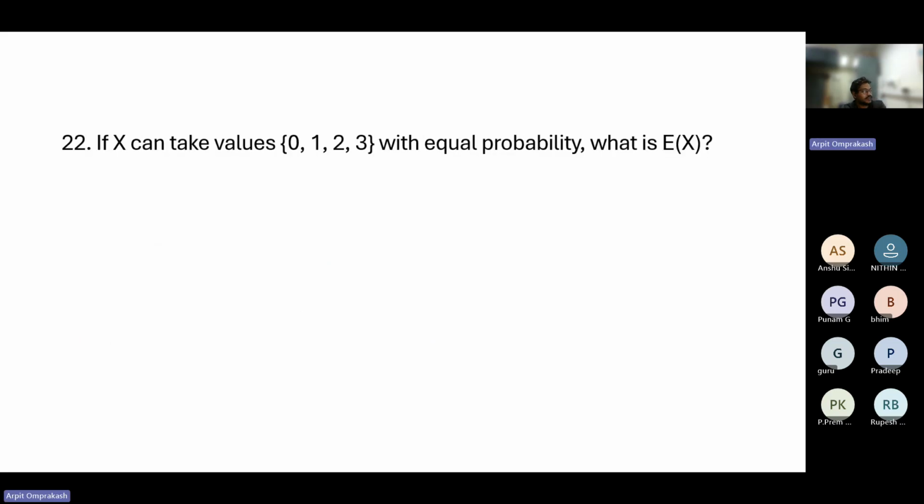If x can take values 0, 1, 2, 3 with equal probability, what is the expectation of x? What do you think is the answer here? It's very simple to do.